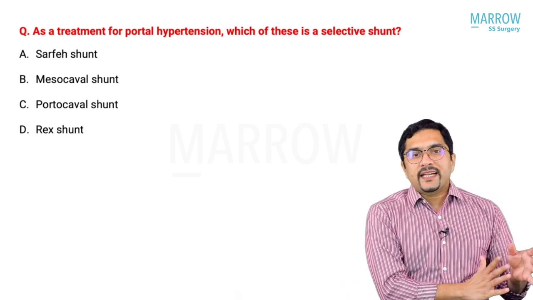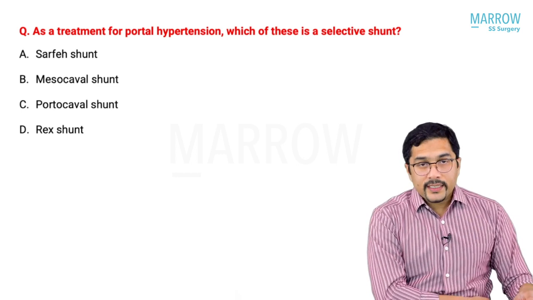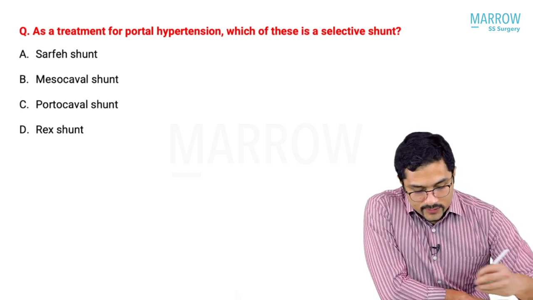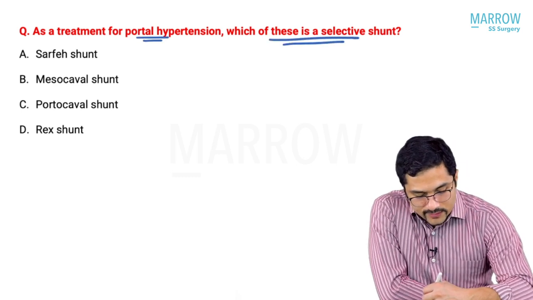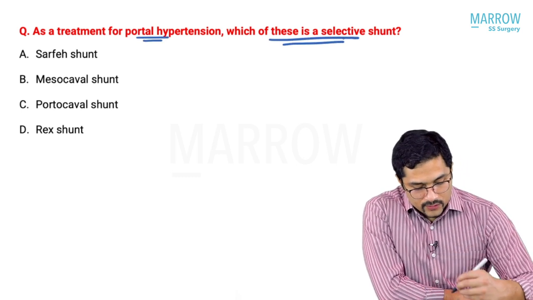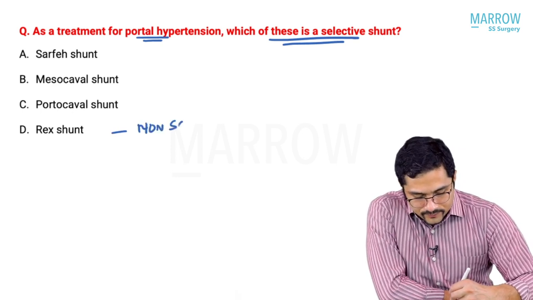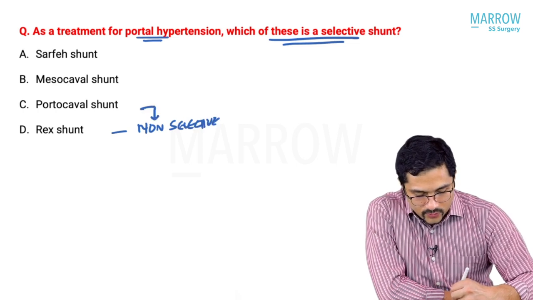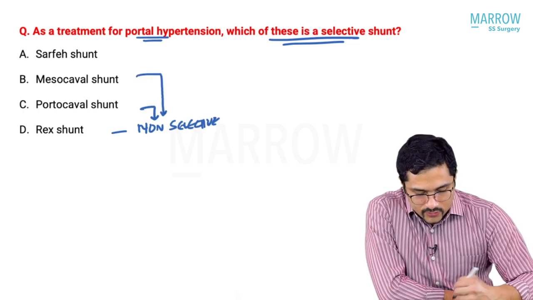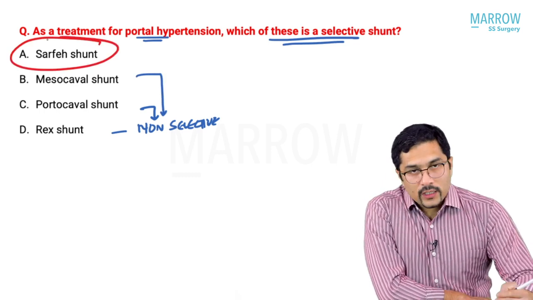In another subset of general surgery questions, there was another question related to shunts. For the treatment of portal hypertension, which of these is a selective shunt? Rex, I just told you, is a non-selective shunt, right? Portocaval is also non-selective. Mesocaval is also non-selective. The correct answer is the Sigma shunt.